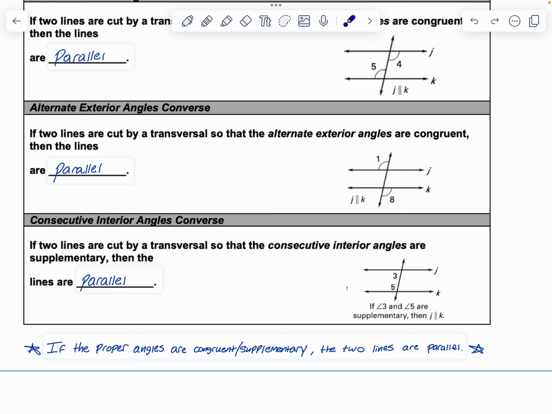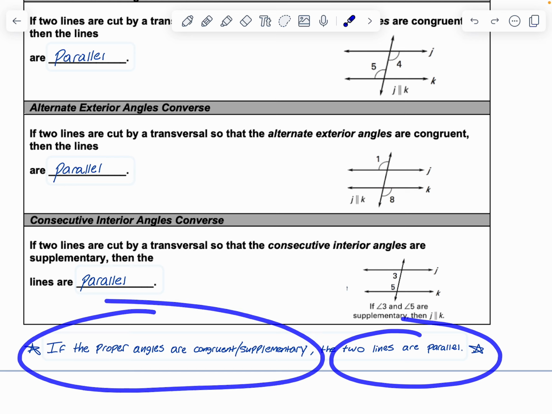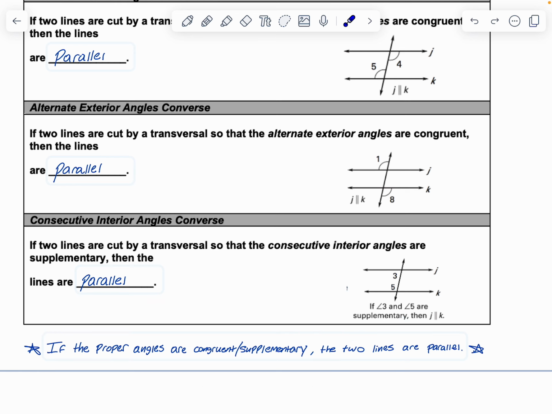If the proper angles are congruent or supplementary, then the two lines are parallel. Vice versa. If the lines are parallel, then those angles have to be congruent or supplementary, depending on the pair.